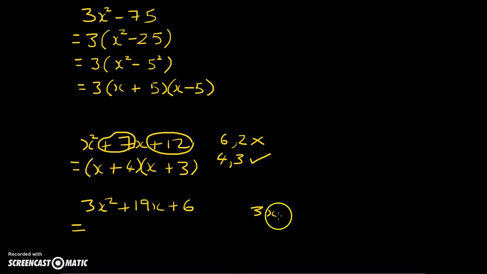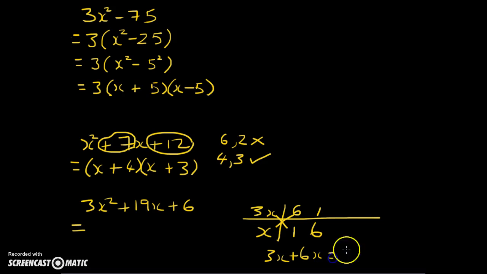So first thing we look for, 2 terms that multiply together to give us 3x squared. So that's 3x and x. And then we want 2 numbers that multiply together to give us 6. So let's go for 6 and 1. Multiply across. 3x multiplied by 1 is 3x. X multiplied by 6 is 6x, add together, gives us 9x. So that's not going to work because we're looking for 19x.